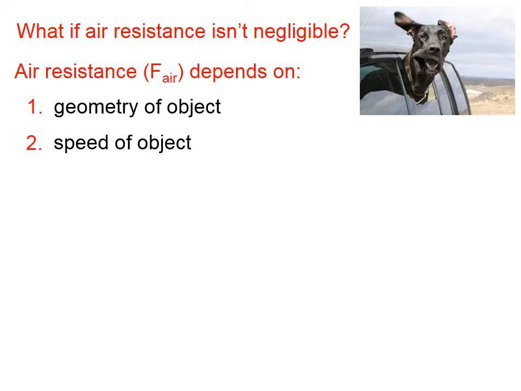Furthermore, how fast the car is moving greatly affects the air resistance. If you're in town going 30 miles an hour, there's not nearly as much air resistance as if you were to stick your arm out when you're going down the highway at 70 miles an hour.